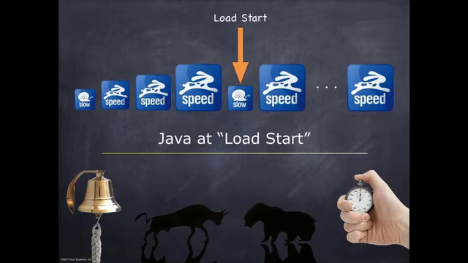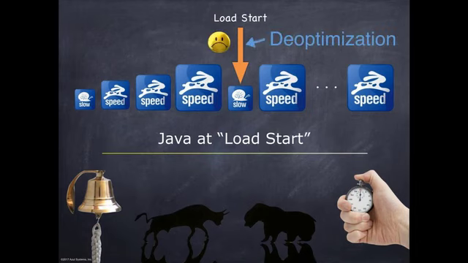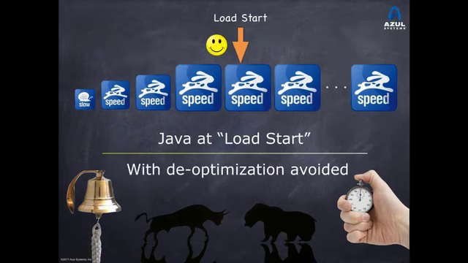So again, what we see typically is when we start the load on the system, the real load, we see these de-optimizations, we see the fact that we get slower performance because we're reverting to interpreted mode. So we're seeing those de-optimizations, which is not good. What we want to do is avoid those de-optimizations, and we can do that using ReadyNow.